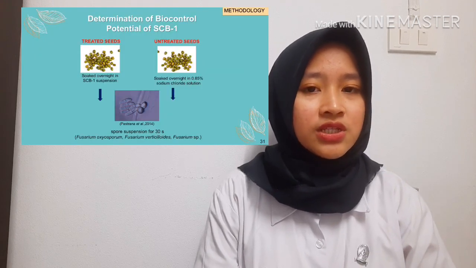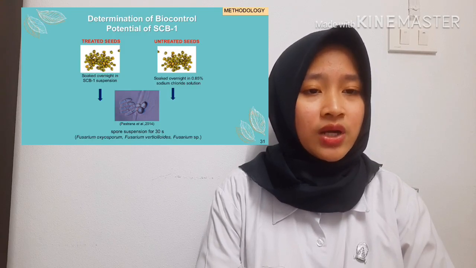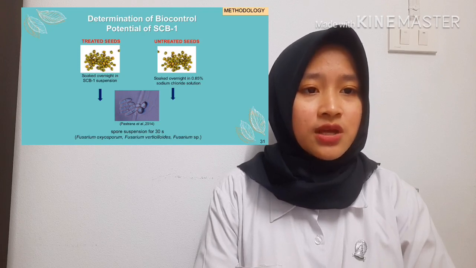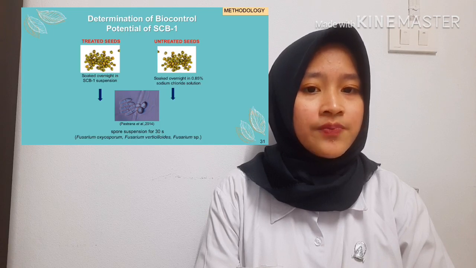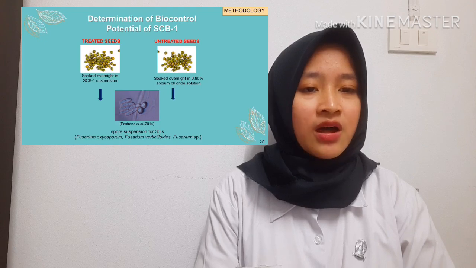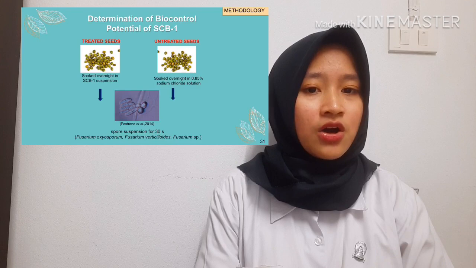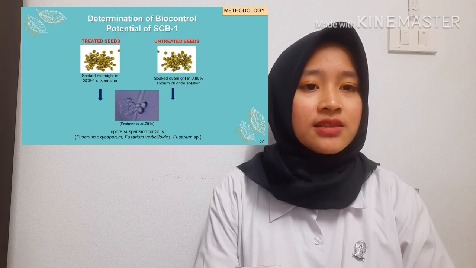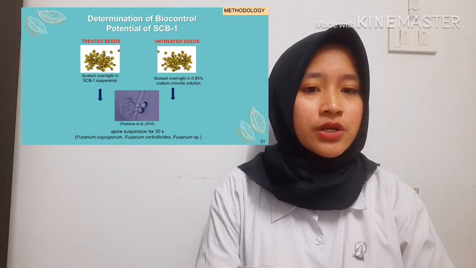After that, they do the determination of biocontrol potential of bacterial isolate SCB-1. They have 2 treatments. First, the treated seed that was already soaked overnight in bacterial isolate SCB-1 suspension. After that, they soak again into the spore suspension for 30 seconds. For the untreated seed, they soaked overnight in 0.85% sodium chloride solution. After that, they soak again into the spore suspension for 30 seconds. The spore suspension consists of Fusarium oxysporum, Fusarium verticillioides, and Fusarium sp.